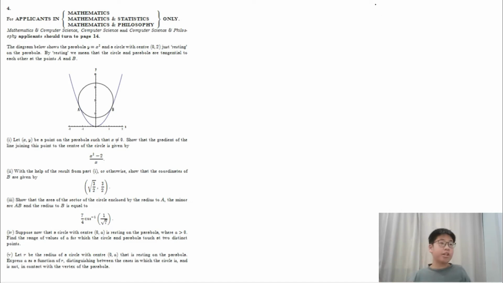Today we are now going to do question 4 of 2012. So we have a parabola and a circle with center (0, 2), just resting on the parabola. Let (x, y) be a point on the parabola such that x is not equal to 0, so that the line joining this point to the center of the circle is given by this. So we are now going to draw a line from here to here.